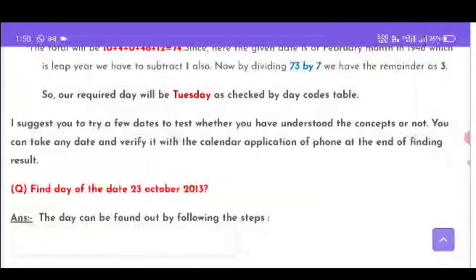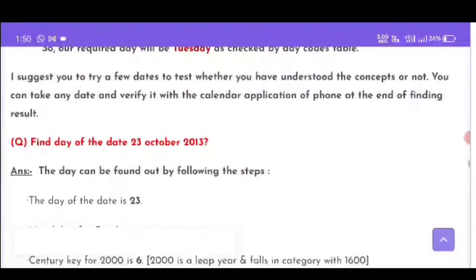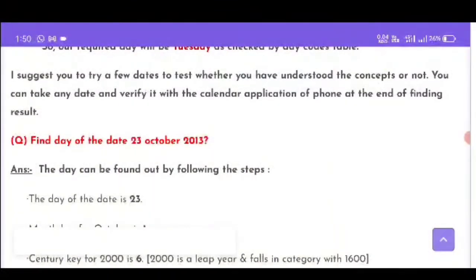I suggest you try a few dates to test whether you have understood the concepts properly or not, and you can take any date and verify the result with the calendar application of your phone.